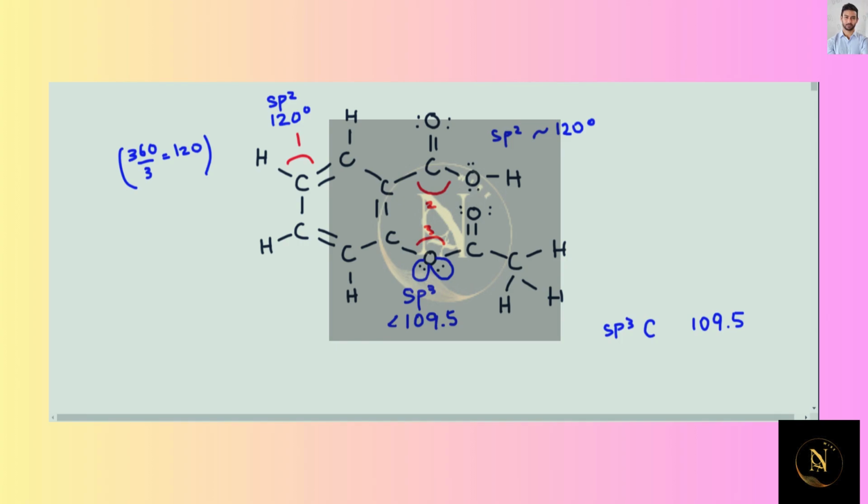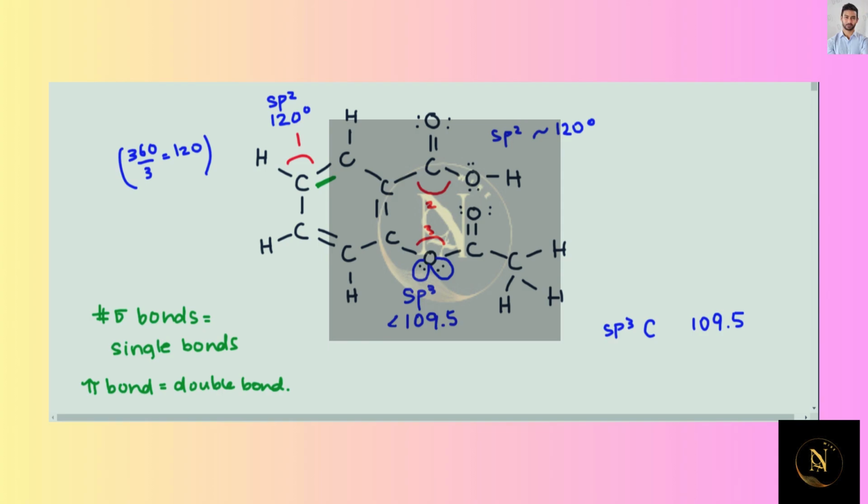And the last part wants to know the number of sigma bonds. So when you're thinking about sigma bonds, these are all going to be your single bonds. Anytime you see a pi bond, it is going to be in your double bonds. So for example, if you look at this carbon-carbon bond here, this carbon-carbon bond is a sigma bond, and this other carbon-carbon bond is a pi bond.